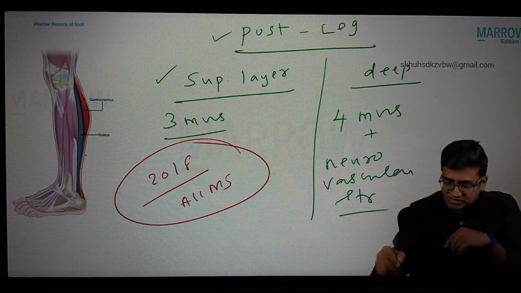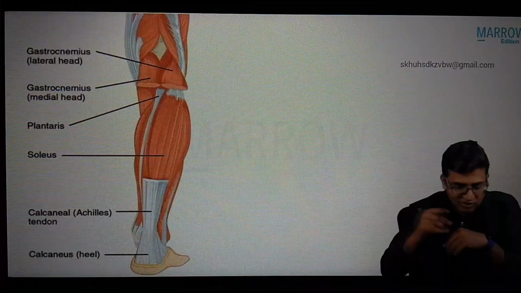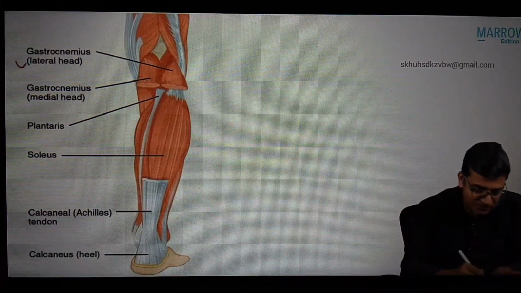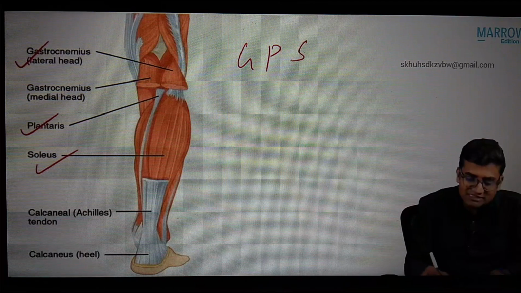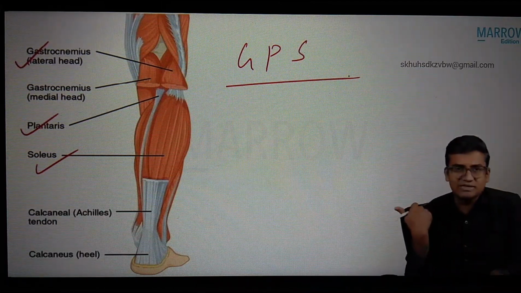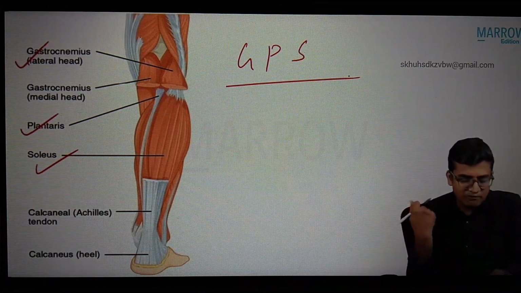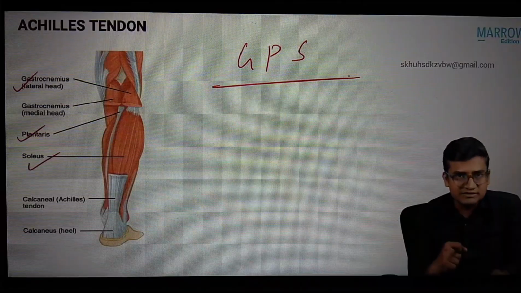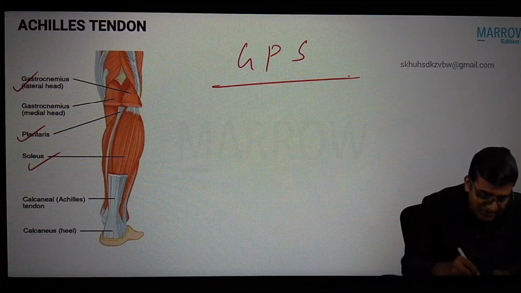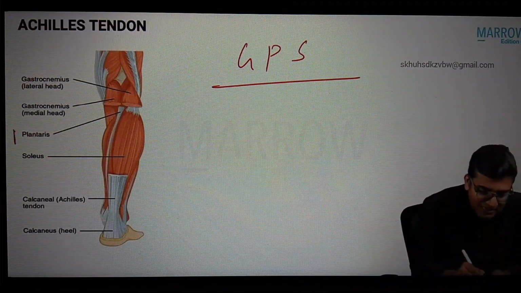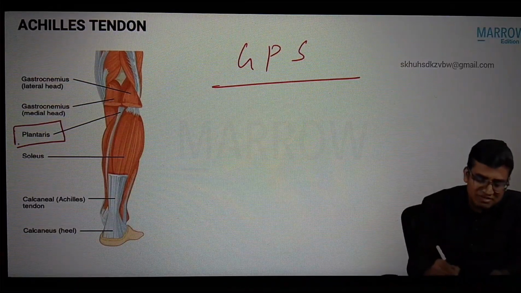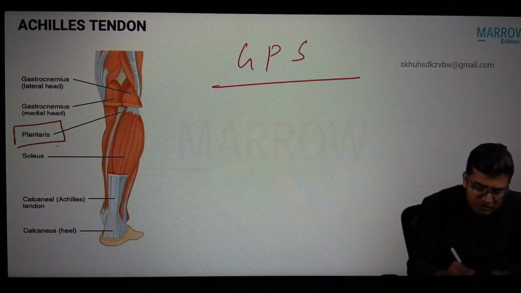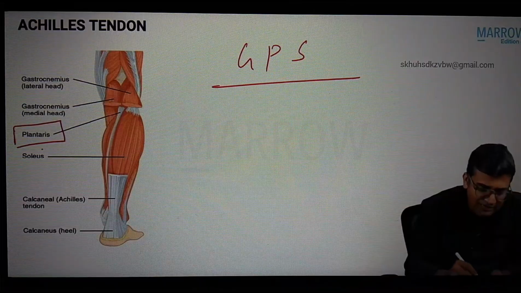Okay, which three muscles? We have the gastrocnemius muscle, plantaris muscle, and soleus muscle. The mnemonic is GPS muscle, a very old mnemonic. G for gastrocnemius, P for plantaris, and S for soleus. Right. Now, in these three muscles, please underline the plantaris muscle. The plantaris muscle is a vestigial muscle. The muscle has a very small belly and a long tendon.